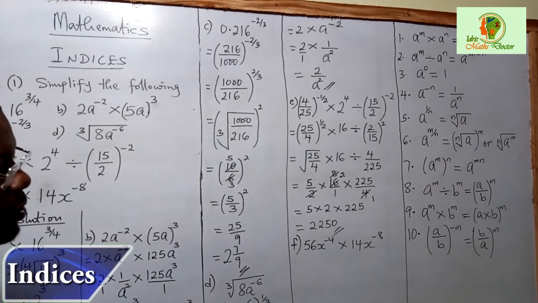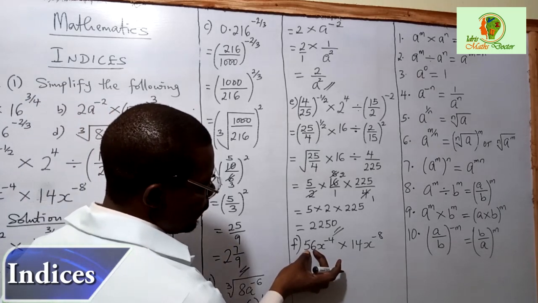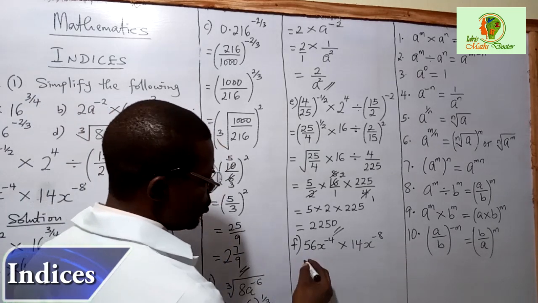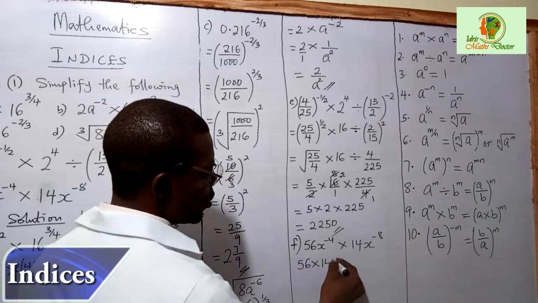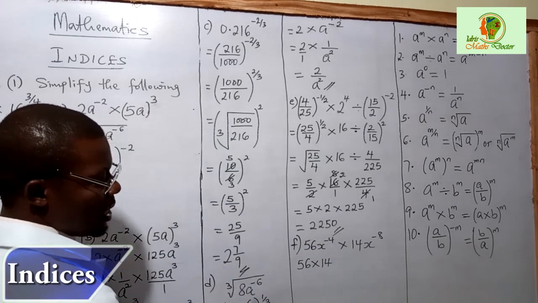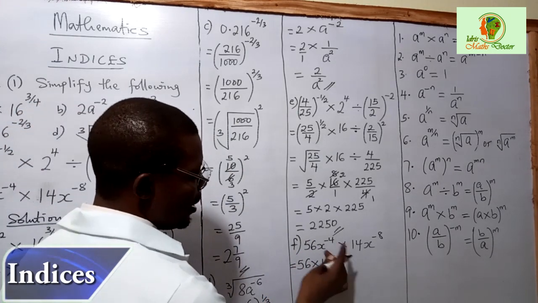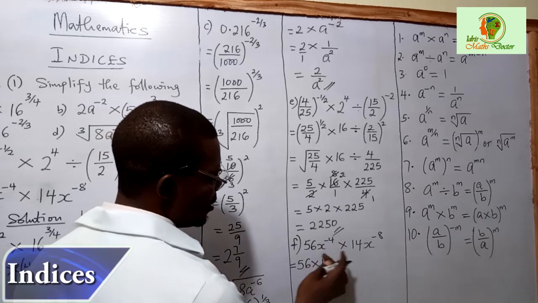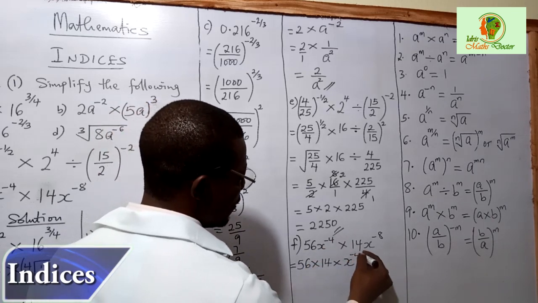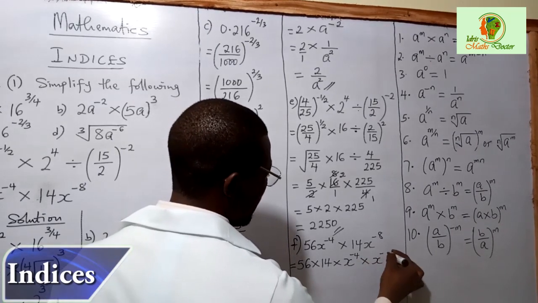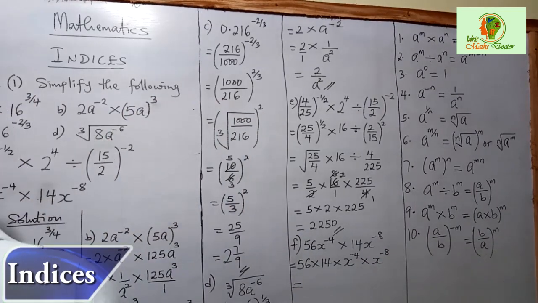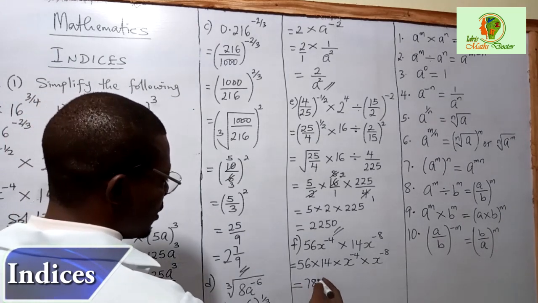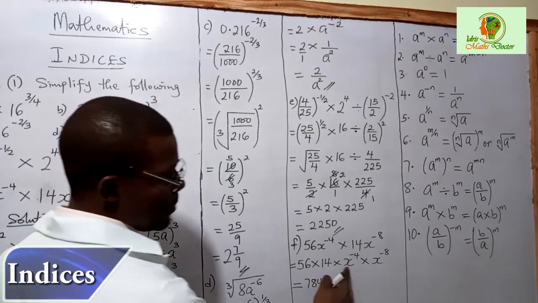In this case, what do you do? Bring out the 56 and 14, then you multiply them because they are both what? Coefficients. Bringing the coefficients out, we are left with the unknown, as in the base and the power, which is what? X raised to the power minus 4 times what? X raised to the power minus 8. Now, if you multiply 56 by 14, okay, 56 times 14, the answer is 784. 784 times the base, they are the same.